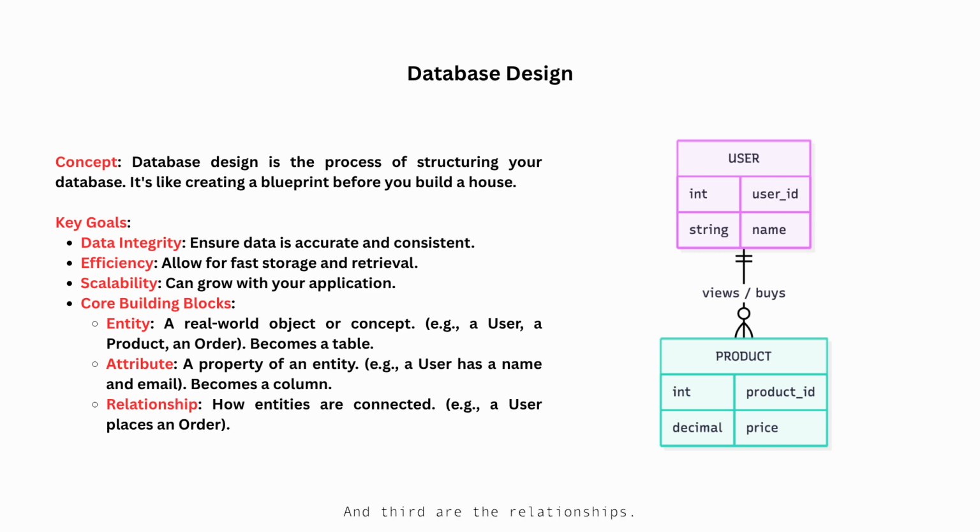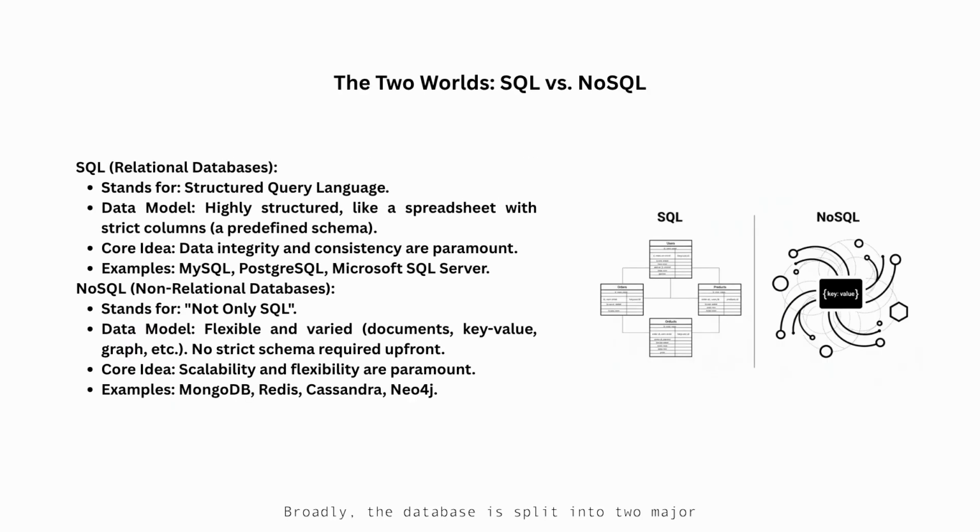And third, the relationships. This is how the entities connect. A user places an order that contains products. Defining these relationships is key to a good design. Broadly, databases are split into two major philosophies: SQL and NoSQL.